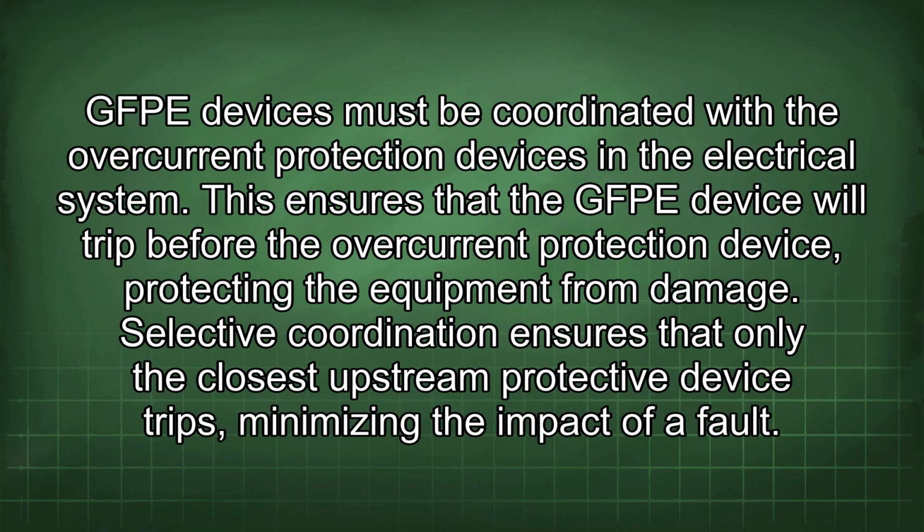GFPE devices must be coordinated with the overcurrent protection devices in the electrical system. This ensures that the GFPE device will trip before the overcurrent protection device, protecting the equipment from damage. Selective coordination ensures that only the closest upstream protective device trips, minimizing the impact of a fault.